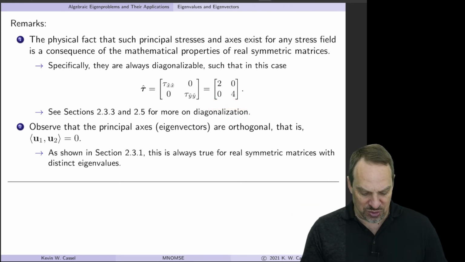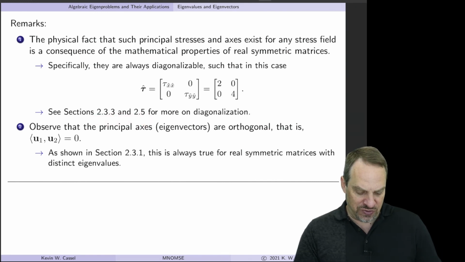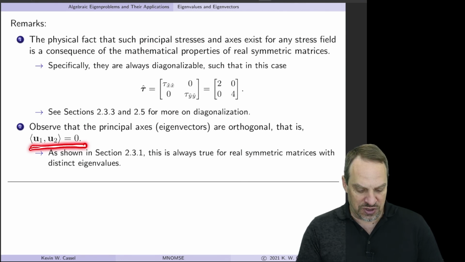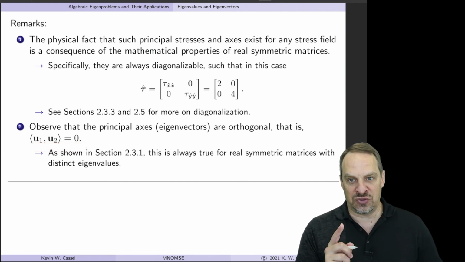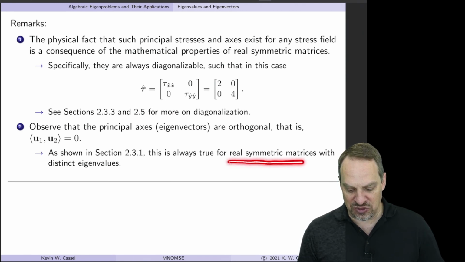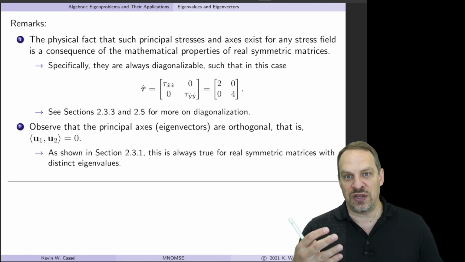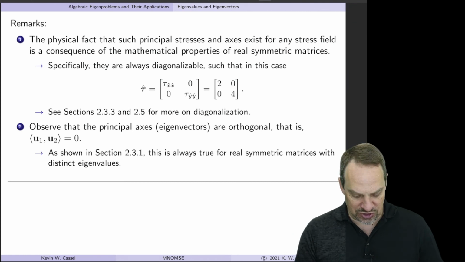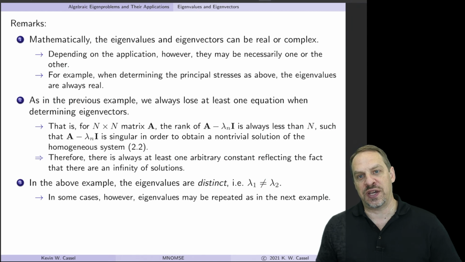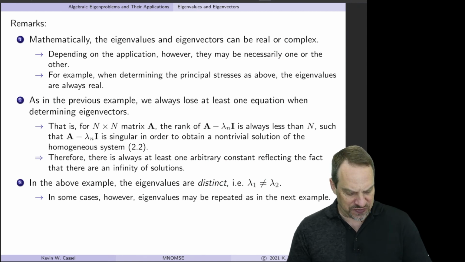So again, that's terminology that we'll be using later in chapter 2 that will be helpful for us. The point that I just made as well is that these eigenvectors are mutually orthogonal. It turns out that has to be true, and we'll prove that that's true for real symmetric matrices, which is the case for the stress tensor that we just looked at. Okay, now a couple of general remarks about these eigenproblems before we do another example in the next video.